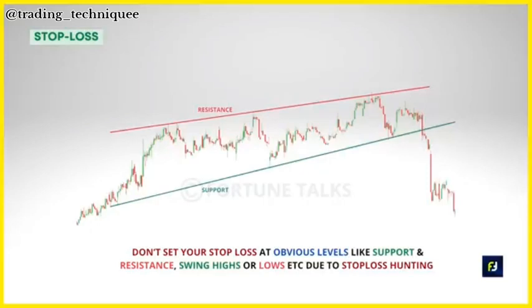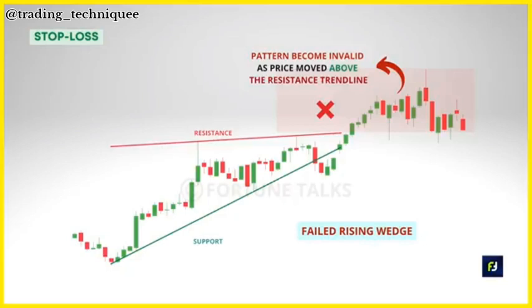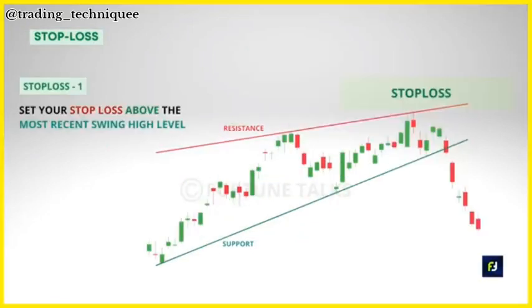So how do you get a proper stop loss setup? It's very simple. As I have mentioned over and over again, your stop loss should be at a level that if crossed, invalidates your trading setup. So we are trading a rising wedge pattern here, and the pattern is invalid if the price breaks and closes above the top trend line resistance. So you have to keep your stop loss above this resistance level.